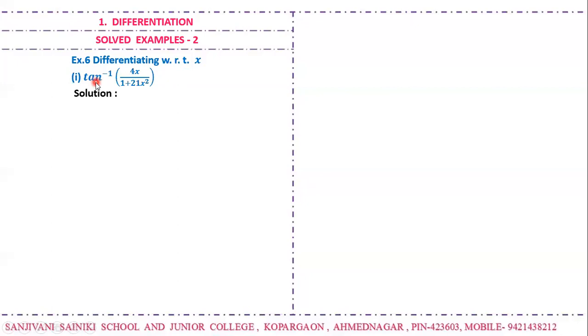Differentiate with respect to x: tan inverse of 4x upon 1 plus 21x square. So let y is equal to tan inverse of 4x upon 1 plus 21x square.